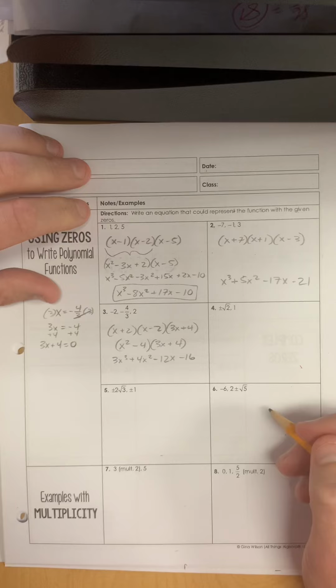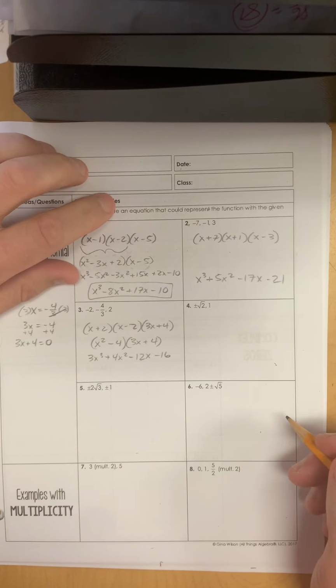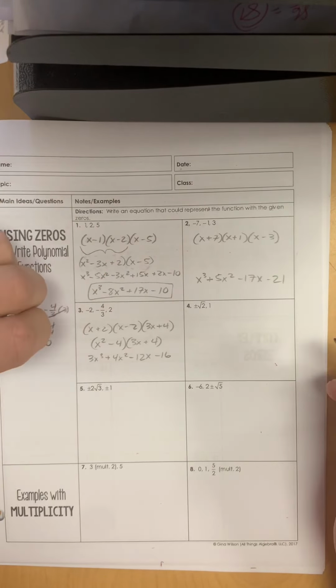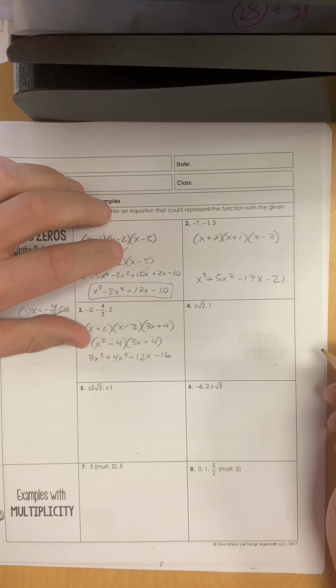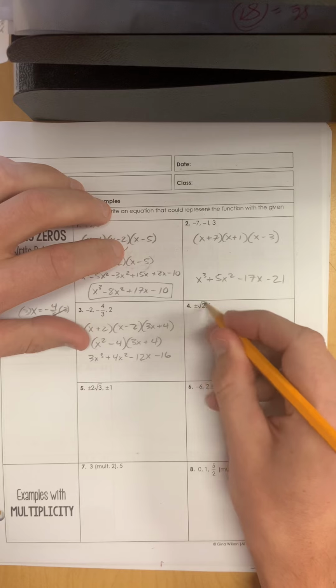Okay, so for number 4, you'll notice that we have a square root. With these guys, our process really doesn't change too much. You just got to make sure that you're pretty confident when it comes to multiplying with square roots. So the plus or minus tells us that we actually have 2 zeros right here.